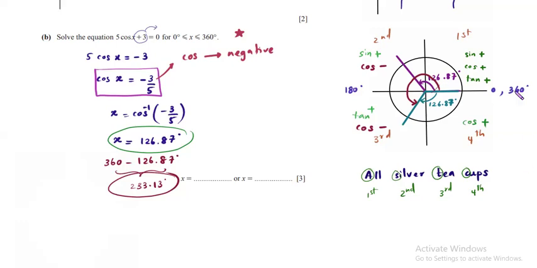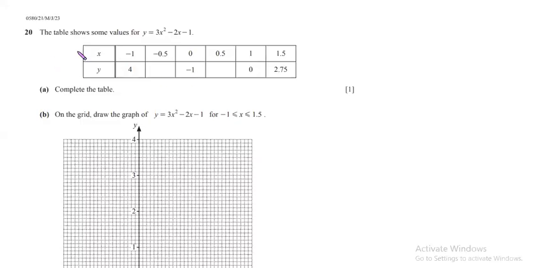Now let's move on to the next question that we have. The next question is about a quadratic graph. So the previous question is a very important question, especially the angle that we found using the unit circles. That is very, very important. Now let's move on to this one.